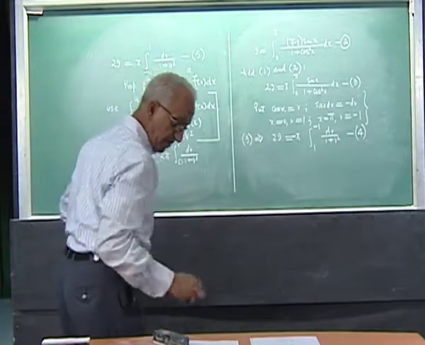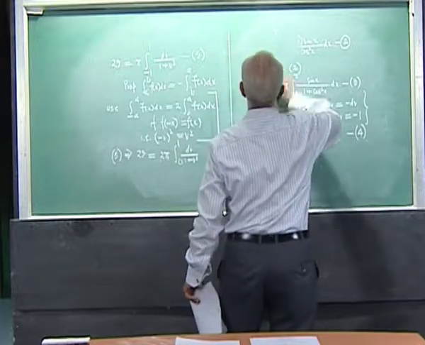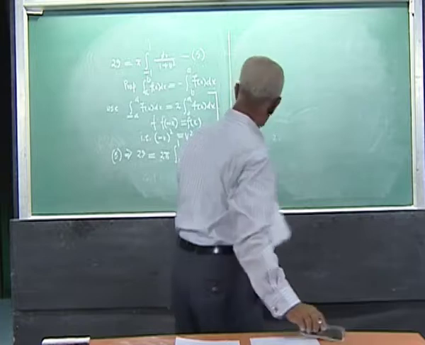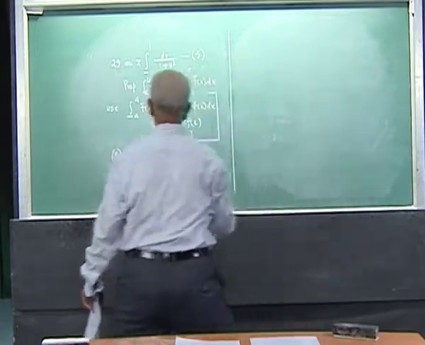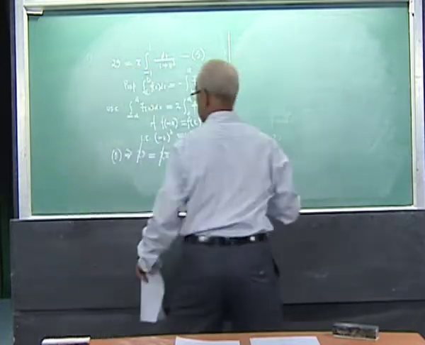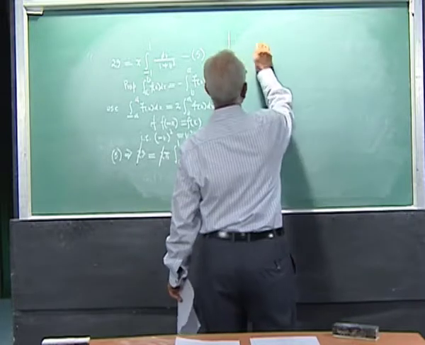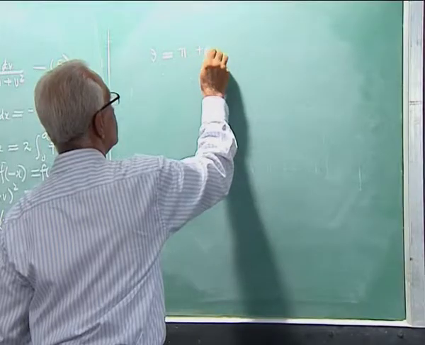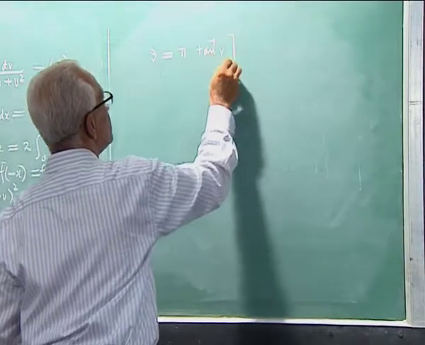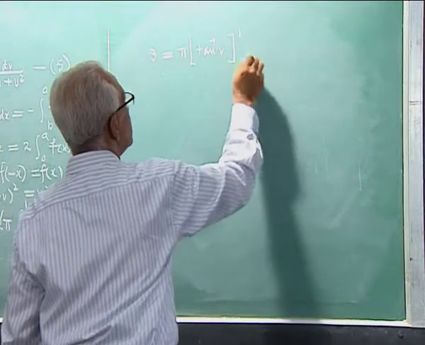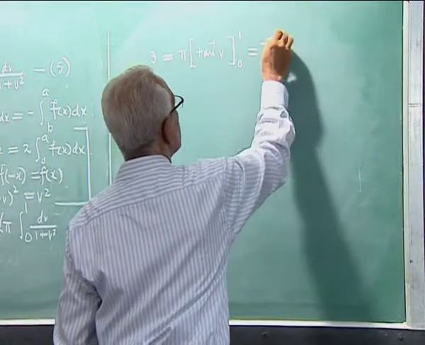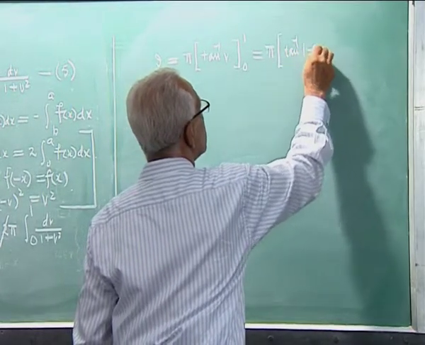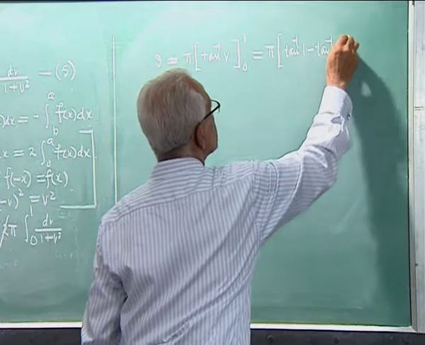I hope from here it appears that you can guess how we are going to get the answer for it. In doing so, first let me cancel it out. 2 cancels on both sides, as you can see here. So the integral is equal to pi tan inverse v, the standard form, from 0 to 1, and this will be equal to pi times tangent inverse 1 minus tangent inverse 0.